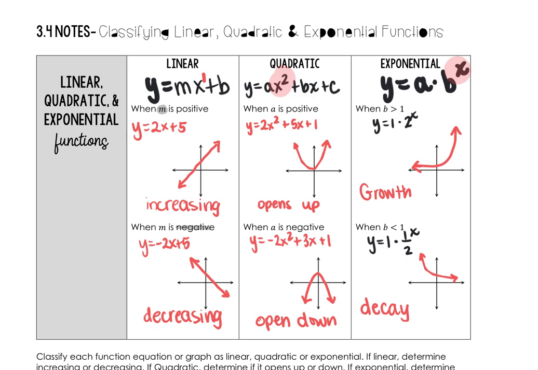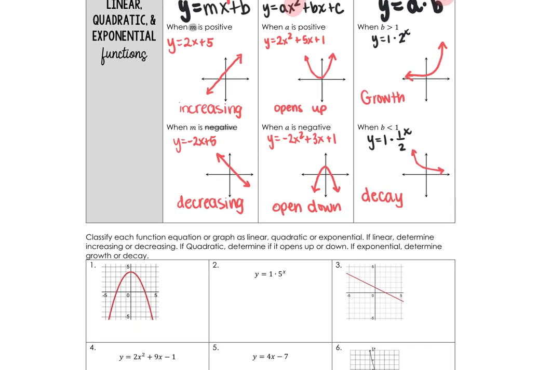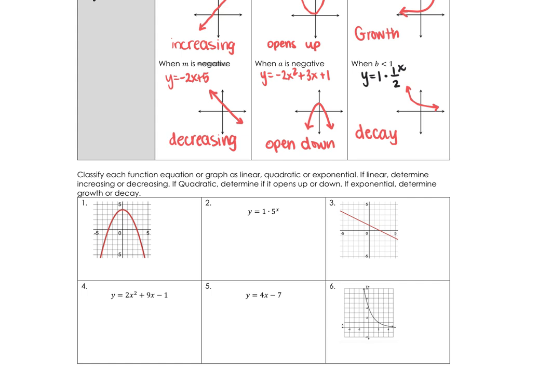All right, so now what we're going to do is we're going to look at a bunch of mixed examples, and we're going to classify them as linear, quadratic, or exponential. And then if they're linear, we're going to say, is it increasing or decreasing? If it's quadratic, we're going to put whether it opens up or down. And if it's exponential, we're going to then classify it as a growth or decay.